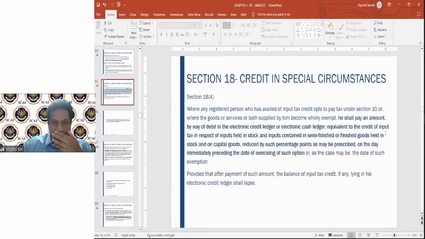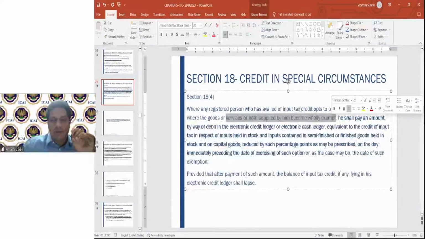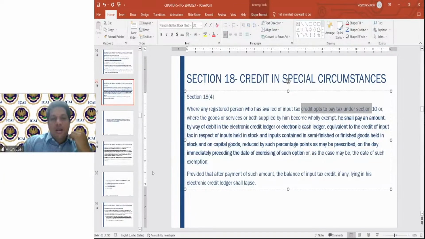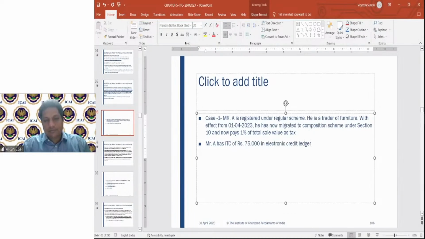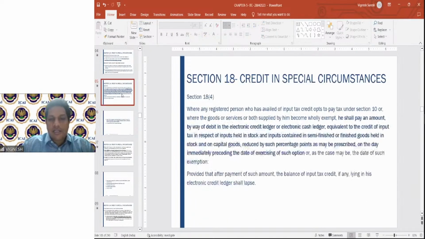Now let us go to the section. What does it say? I'm looking only at case 1, so forget about the other one. Mr. A has ITC of rupees 75,000 in the electronic credit ledger. Okay, electronic credit ledger he has, because he has all the inputs of the stock. He has the stock with him.